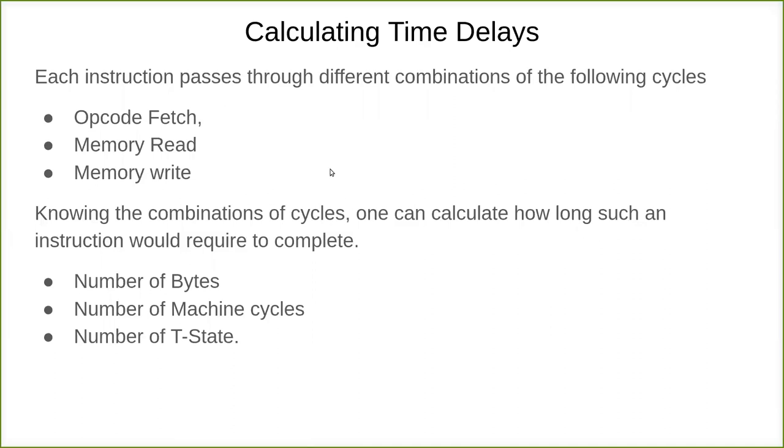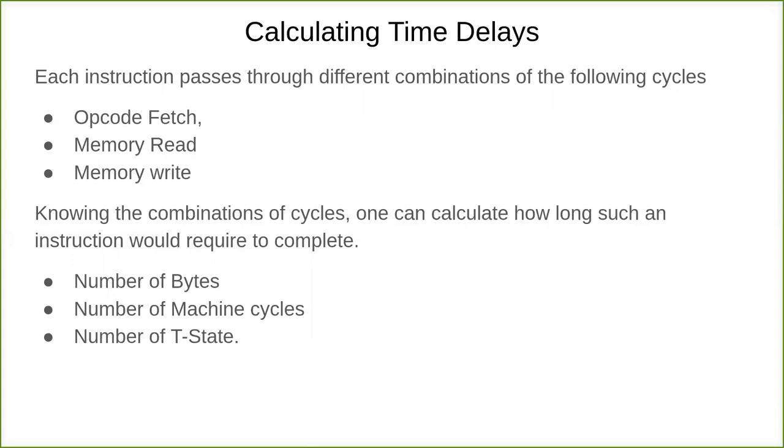Now, how can the time delay be calculated in terms of the microprocessor? We already know each instruction must pass through the following cycles: opcode fetch, memory read and memory write. What is opcode fetch? That we have already seen. For example, MOV A, B is a single-byte, 8-bit instruction, so it needs only opcode fetch. Suppose we have MVI A, 32: MVI A is the opcode and 32 is the data, another 8 bits, so together it is a 2-byte instruction. Likewise, we have seen 3-byte instructions: the LDA command, the STA command, all those are 3-byte instructions.